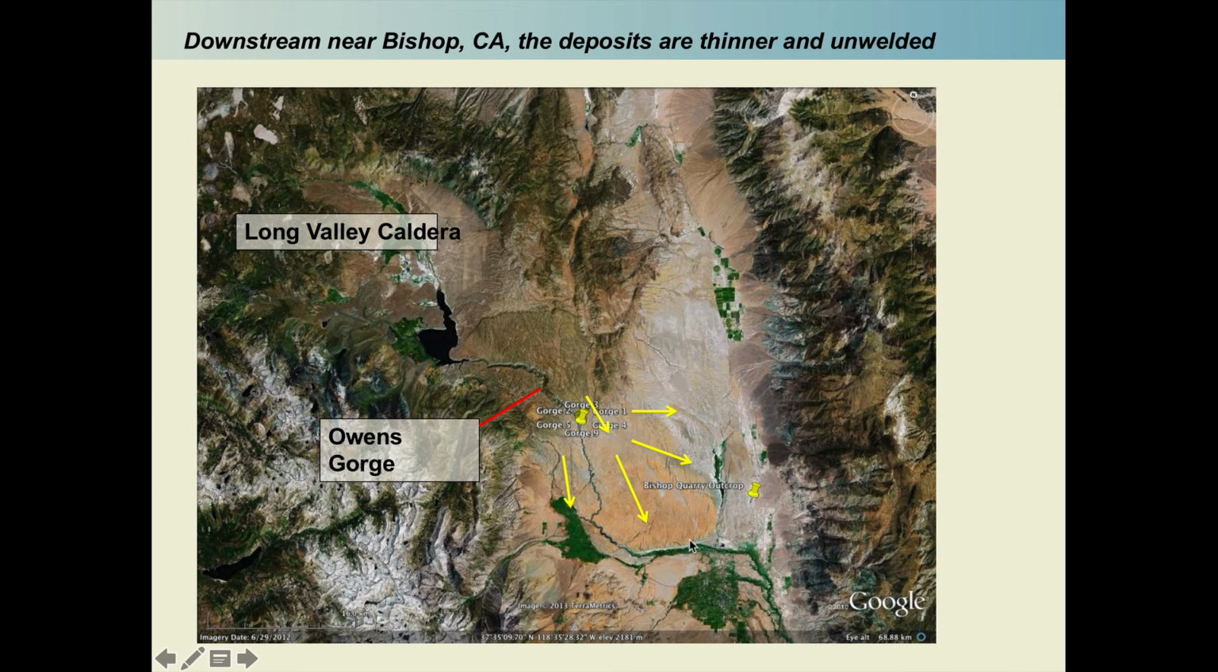Now downstream near Bishop, California, the deposits are thinner and unwelded. This pin here shows the location of the quarry outside of Bishop, California. That is the outcrop where the samples that were sieved for your homework module were collected, way down here in a distal unwelded part of the deposit.